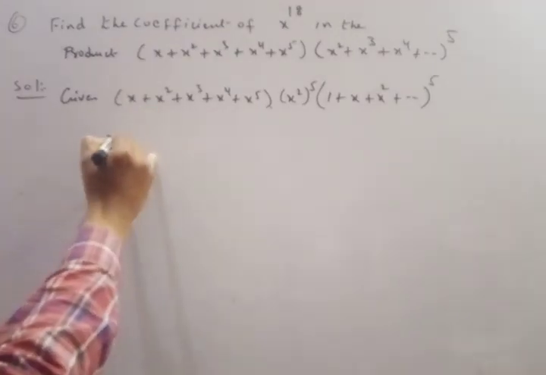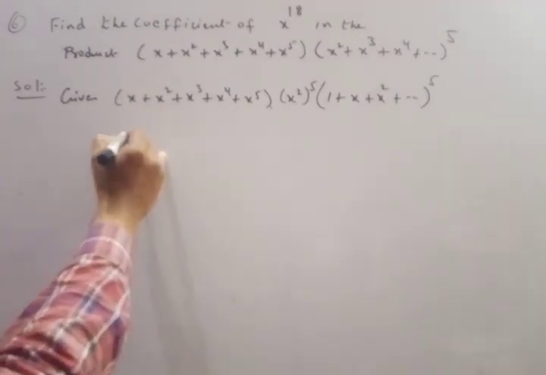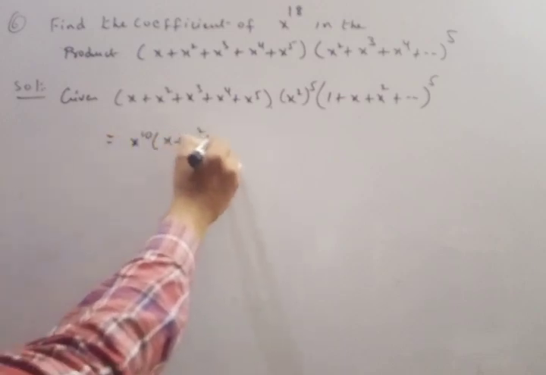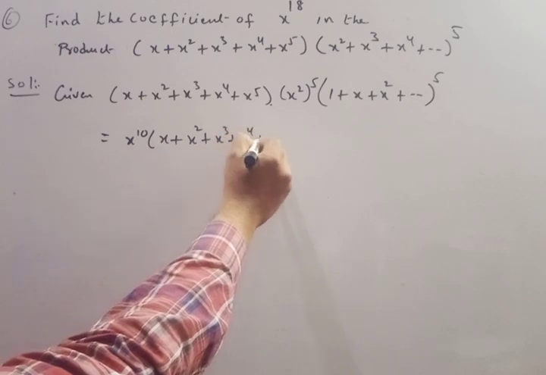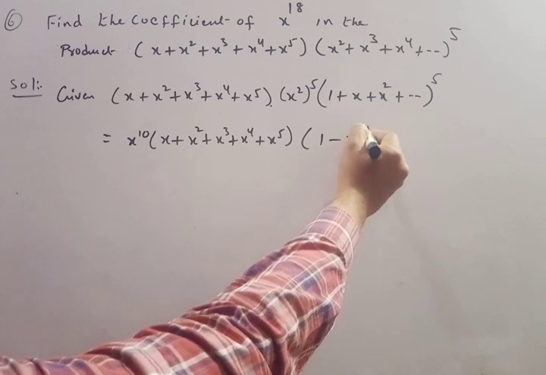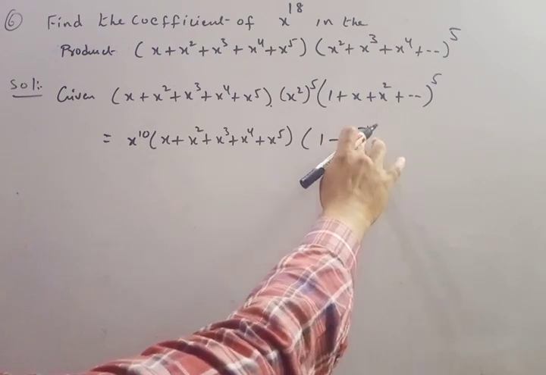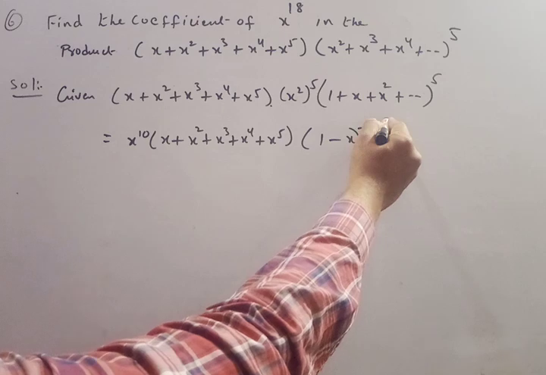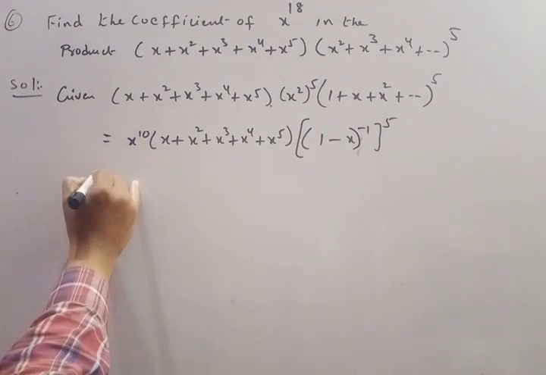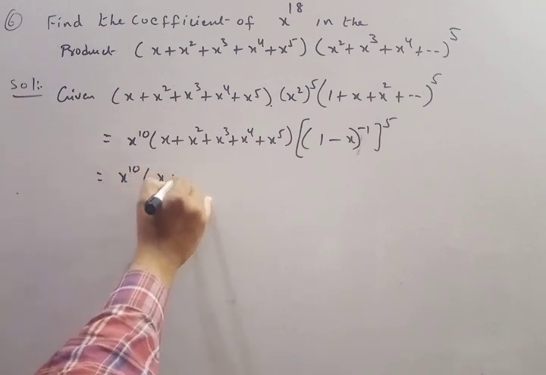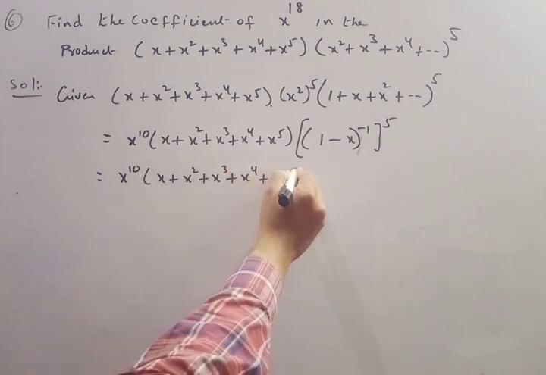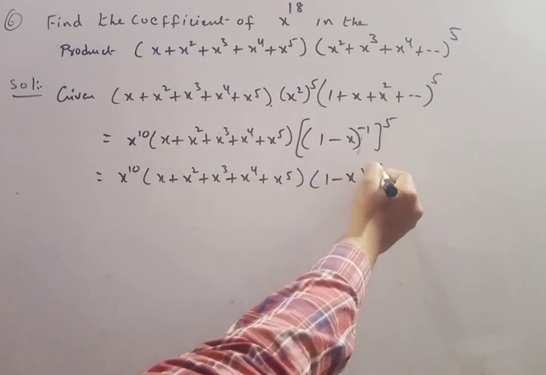So if I multiply this x power 10 by this side, x power 10 into (x plus x square plus x cube plus x power 4 plus x power 5) into, this is the expansion of (1 minus x) whole power minus 1, whole power 5. Correct? So that is the expansion. That means in total we are getting x power 10 (x plus x square plus x cube plus x power 4 plus x power 5)(1 minus x) whole power minus 5.